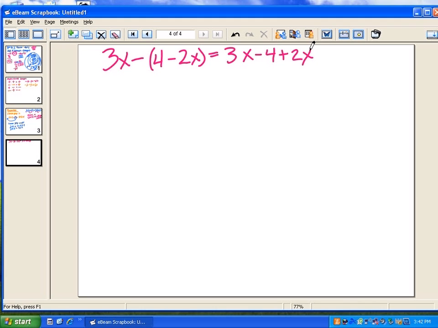So I'm going to eliminate association and commutative right off the bat. But in order to get rid of these parentheses, this negative would have had to be distributed. So if they distributed, then the negative 1 would get multiplied times the 4 and give you a negative 4. And the negative 1 would get multiplied by the negative 2x and give you a positive 2x, which is what this is. So this is actually an example of the distribution property. Okay?